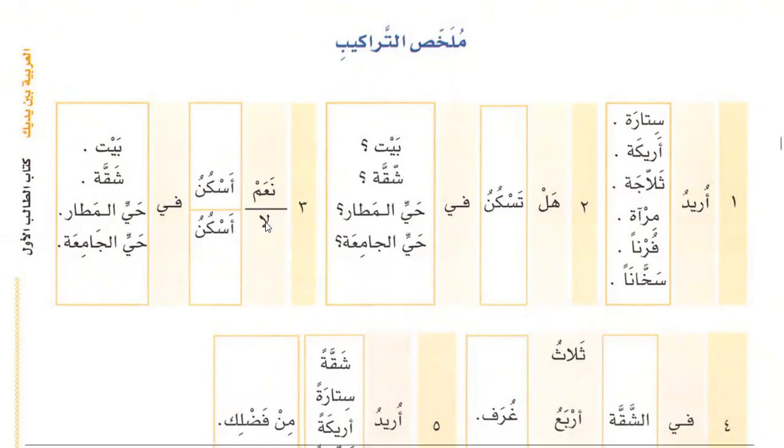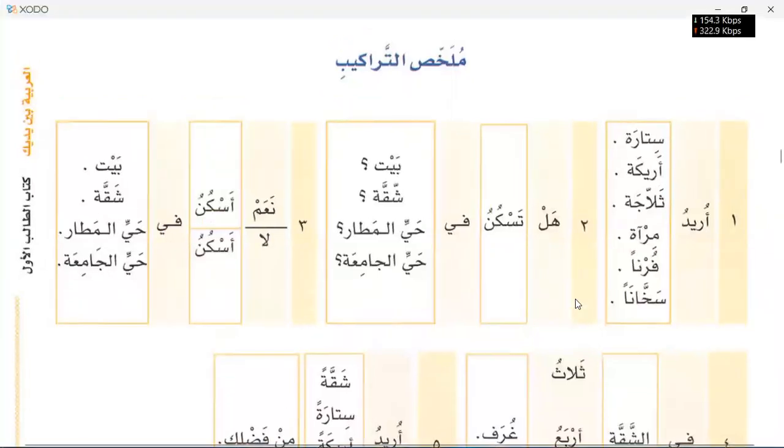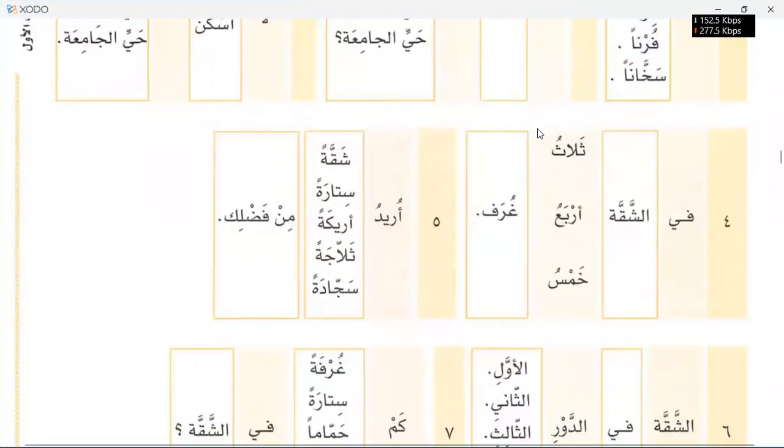Here we have only one la, so it is better to use one negation in the translation. I don't live in a house, I don't live in an apartment. So one negation is better in translation on this. Miss Vidad.